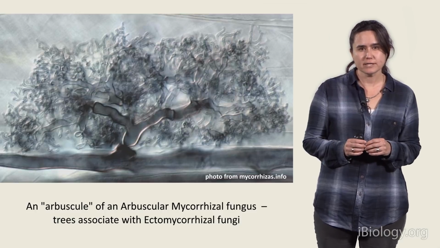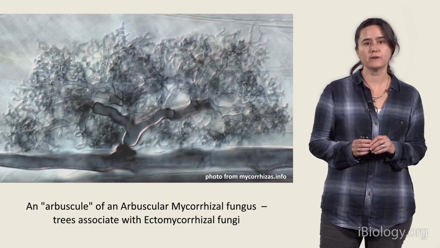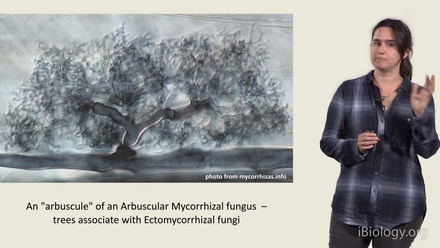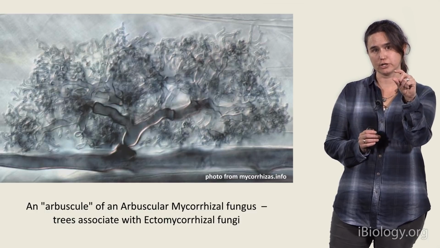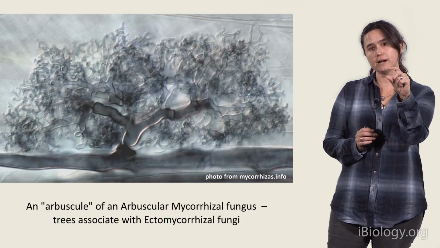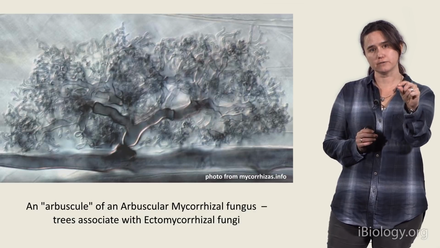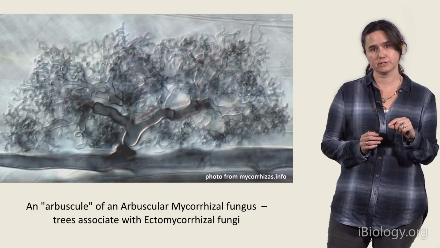This is an arbuscule of an arbuscular mycorrhizal fungus. And you'll find these quite commonly all the time. Almost in any root you look at, you're going to find these little tree-like structures. This is where the fungus is giving a benefit. In this case, it's often phosphorus to the plant in exchange for carbon compounds.